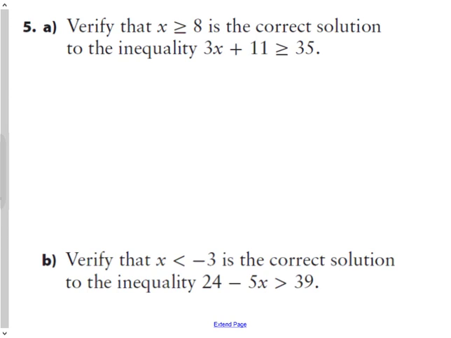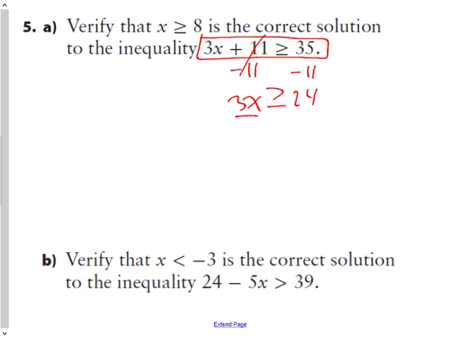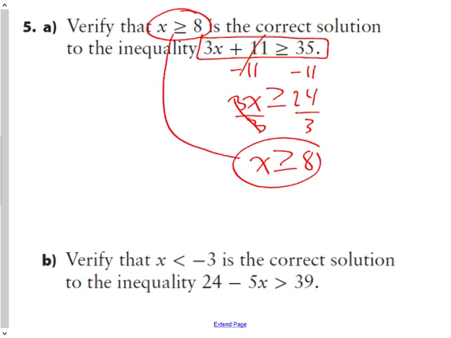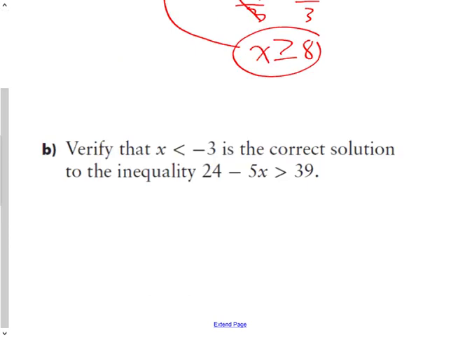Verify that x is greater than 8 is the correct solution in the inequality. So all we can do here is just take this inequality and solve it. x is greater than or equal to 8. Is this the same thing? Yes, it is, and therefore that's the correct verification. That x is any value greater than or equal to 8 is the correct solution to this inequality. In the second one, verify that this is the correct solution. I'm going to isolate.